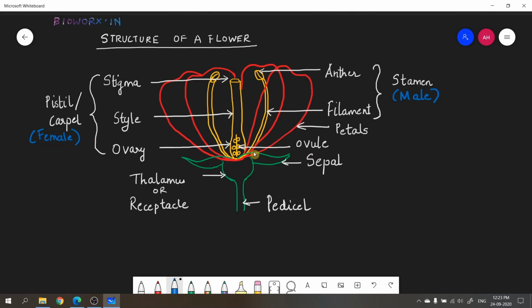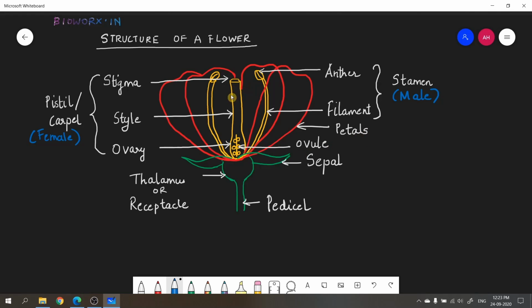Okay, then another label you see on the right hand side is petals. These are the petals which are generally brightly colored, and some of the flowers also release some kind of fragrance or scent. This is just to attract the insects during pollination.